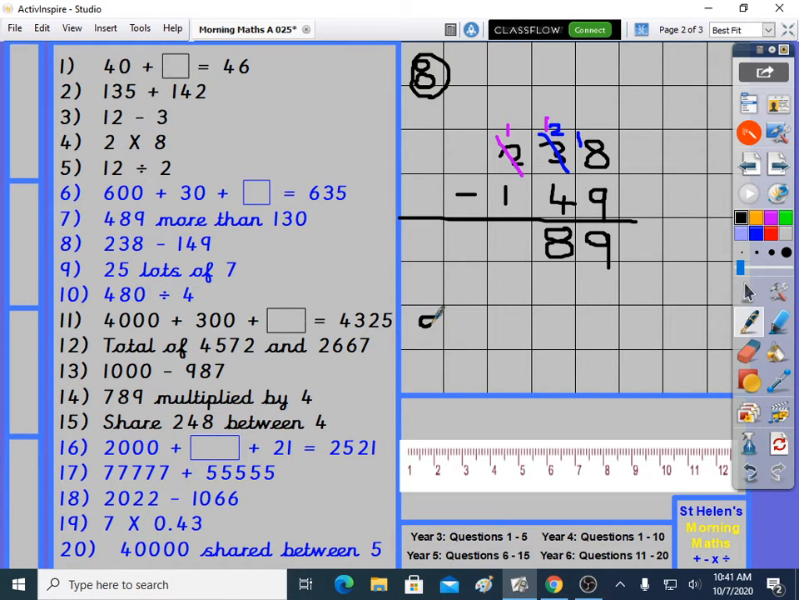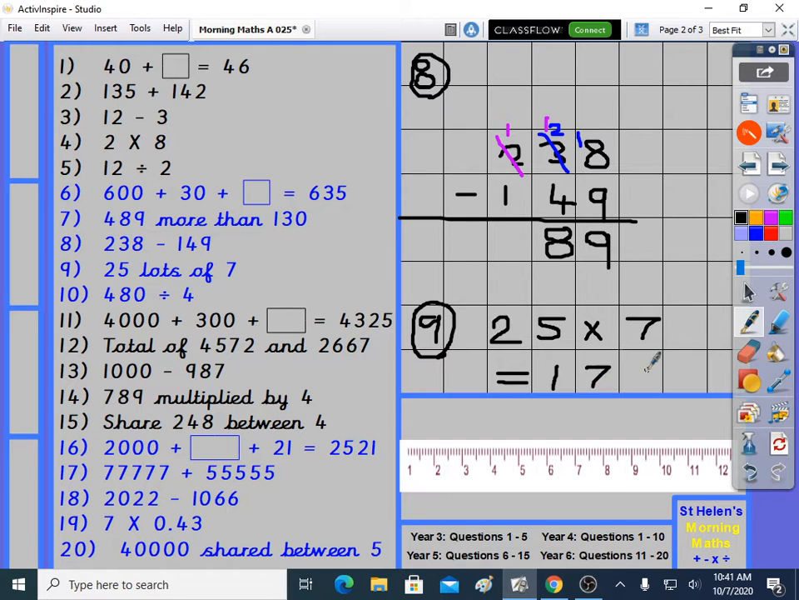Question 9, we could do with the grid, you know, but it's really good if we know our 25 times table. 25 lots of 7 is 25 times 7. So I'm going to count in 25s up to 7 fingers. So it's a good chance if you're with me to practice your 25s. 25, 50, 75, 100. 125, 150, 175.